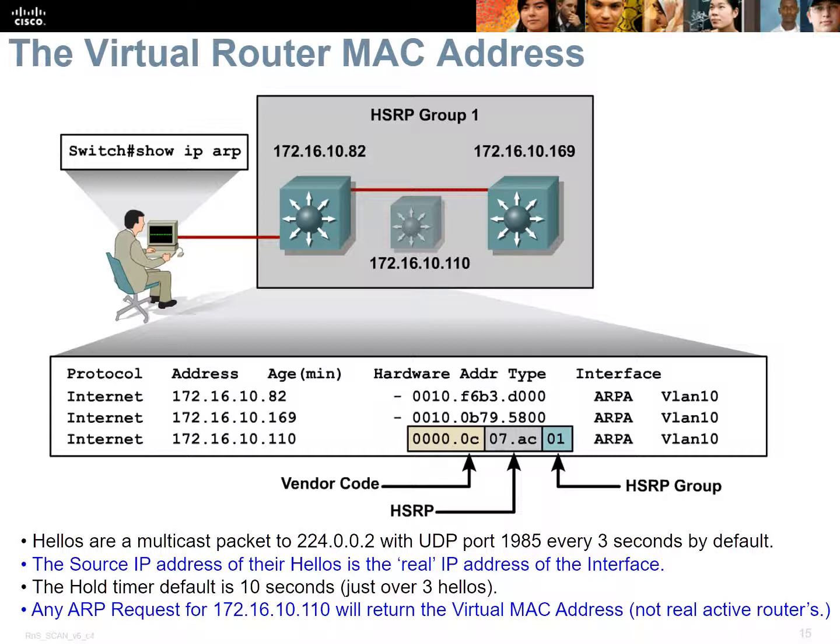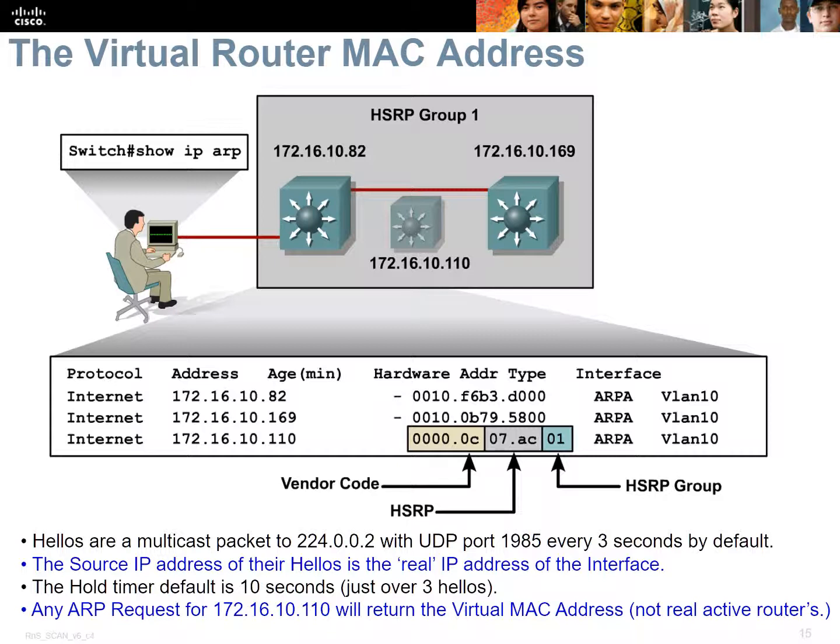And HSRP identifies itself with a vendor code for virtual MAC address. So whenever you're looking at a MAC address table and you see 00000C07AC, that's HSRP. That's fixed. And there's a group number. What is the group all about? We'll talk about that in a minute. But in this example, that's group number 1 because the last 2 characters are 01.